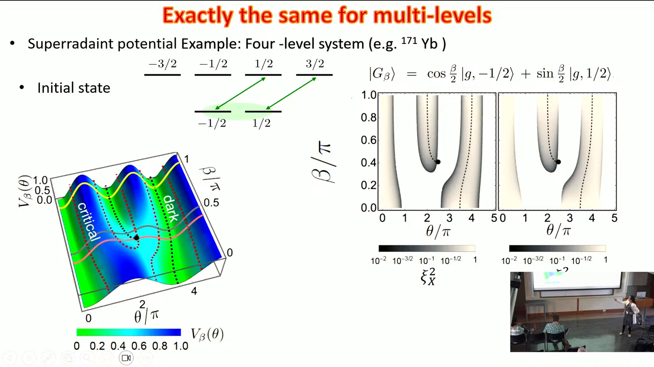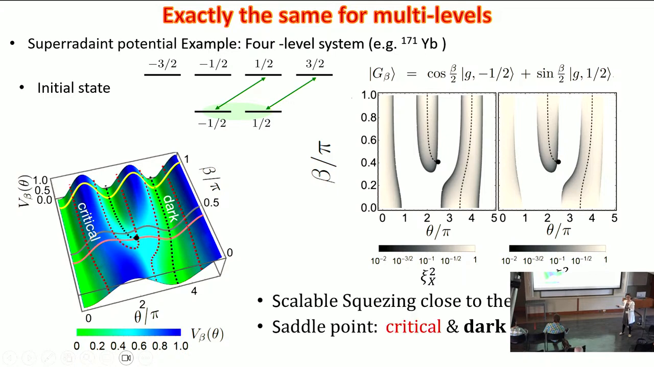Because if you start with a superposition of two particles in this low manifold, where beta is the admixing angle of the superposition, you can write a superradiant potential as a function of this beta and the angle theta, the rotation angle. You can see that there are points where the second derivative is 0. These are the critical points. Moreover, there are dark states where the derivative is 0 at the minimum of the potential, and there are points where you have a state that is critical and dark. So that's where we want to go.